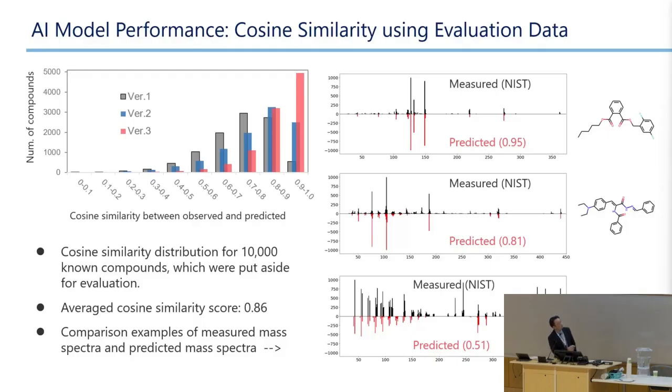This is just an example of the comparison between the measured and the predicted. This mass spectrum comes from NIST for this compound, and the red mass spectrum is the predicted mass spectrum from our AI model. You can see almost everything matches between the measured and the predicted. This is a kind of averaged value, just 0.81 cosine similarity, but still we can see the main fragment ions are completely matching.